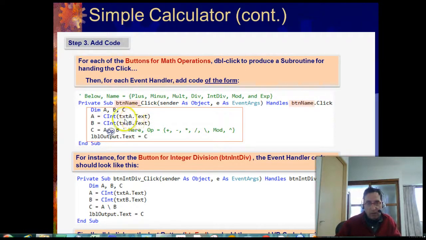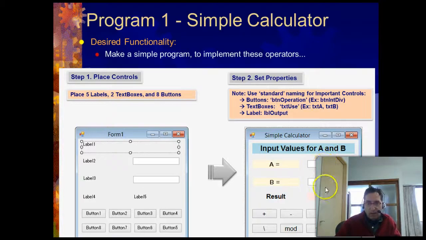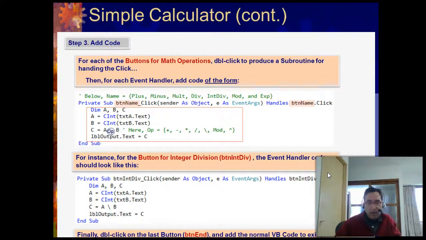And then here, we're going to convert what we have in the text in A and the text in B. In other words, these things here. Let me go back here. The text here and the text here are going to be converted to integers by this convert to integer. Okay, and then C is going to be A and then one of the operations, like plus or whatever the appropriate operation is, B, and we'll assign that to C, and then take C and assign that to the output label's text property.